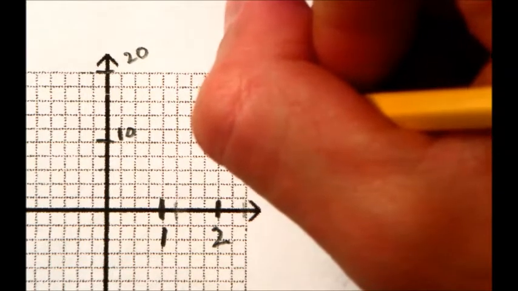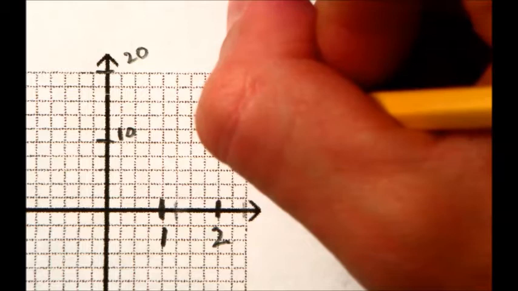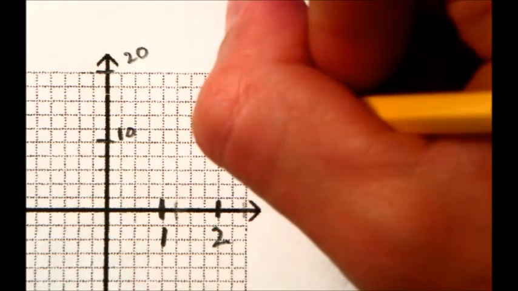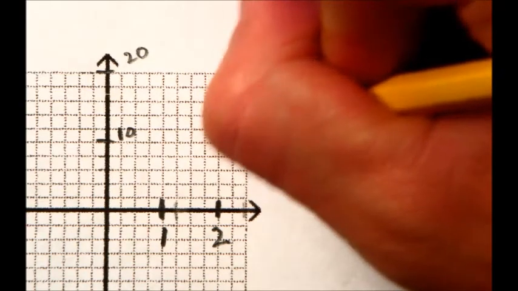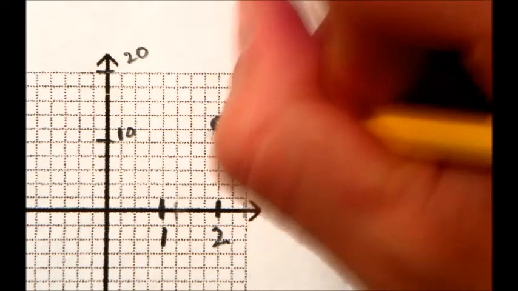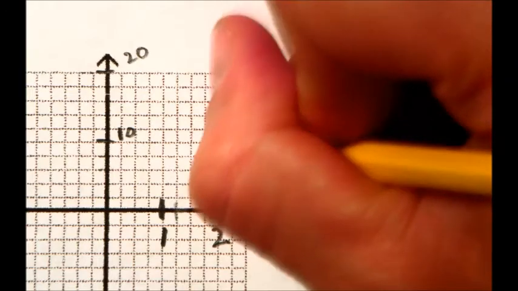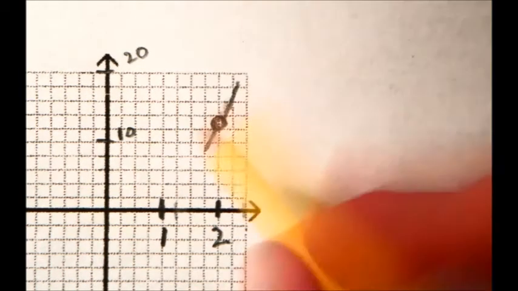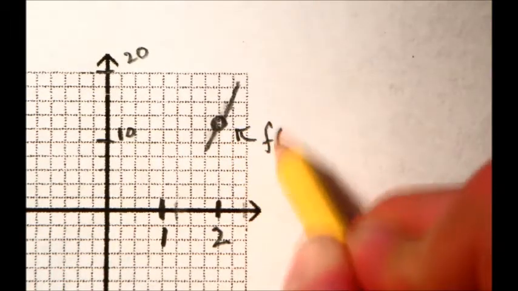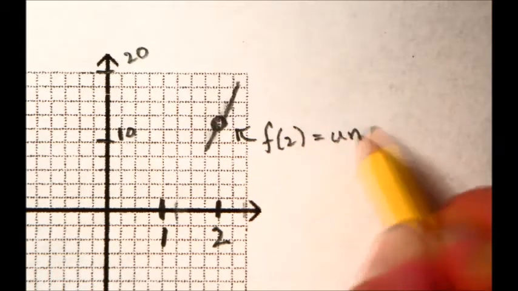Not exactly at 2. Hold on, I'm calculating something here real quick. Okay, but it's close to about 12-ish. So right in here, there's like a hole in the graph, and the curve looks something like that. Now, f of 2 is not defined. We saw that a minute ago.